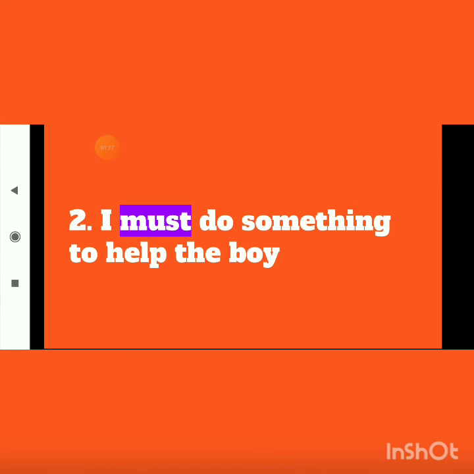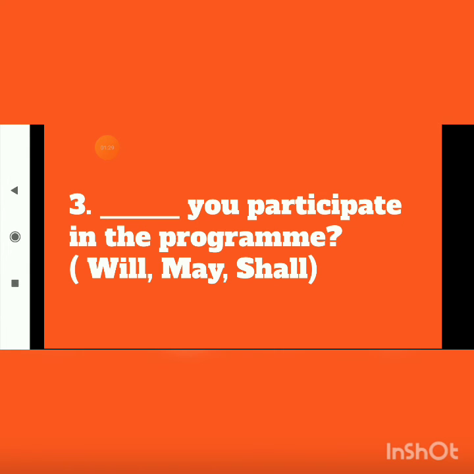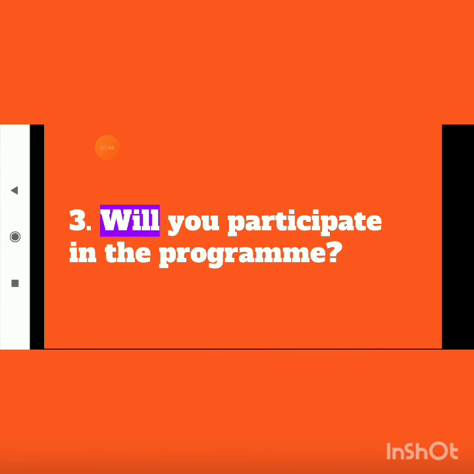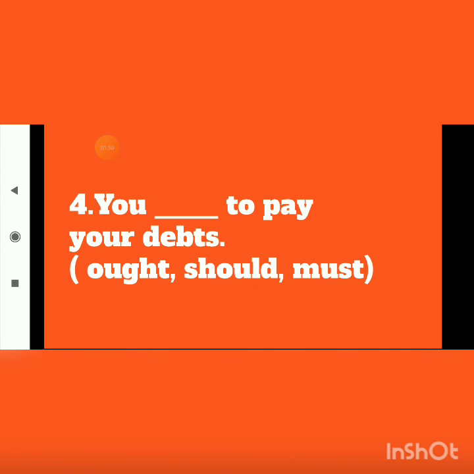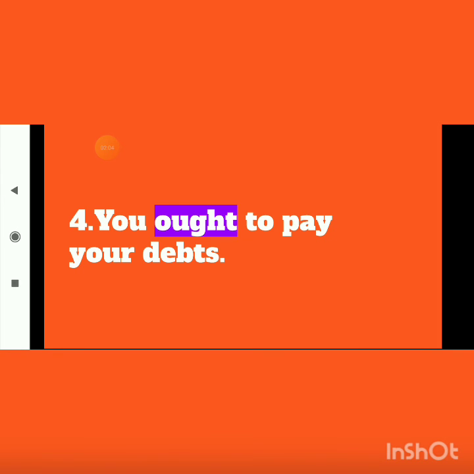Moving to the third one. Dash you participate in the program. Options are will, may, shall. So the correct answer will be, will you participate in the program? And last one. You dash to pay your debts. Options are ought, should, must. So the correct answer will be, you ought to pay your debts.